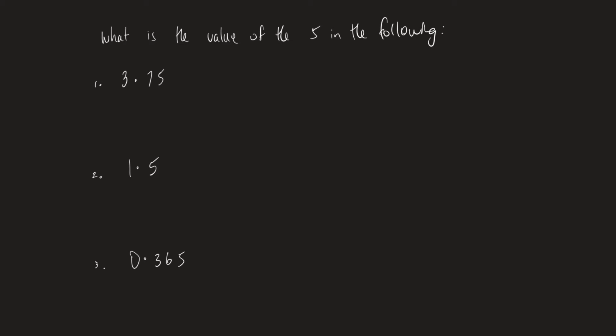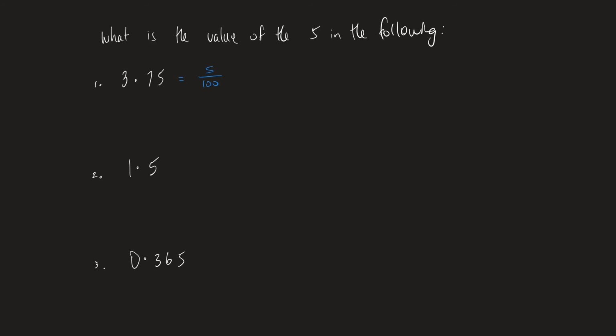Now, with the following questions, what we're going to do is identify the value of the 5 in the 3 questions. So we have 3.75. Okay, so you can think of it, we're after the 5 here. We're thinking, what column does that come in? So we've got our decimal, then we've got our tenths and hundredths. The 5 represents 5 hundredths, or 5 over 100.